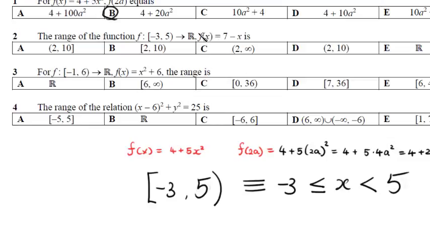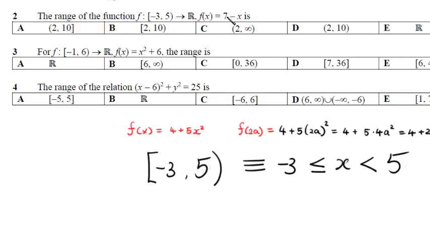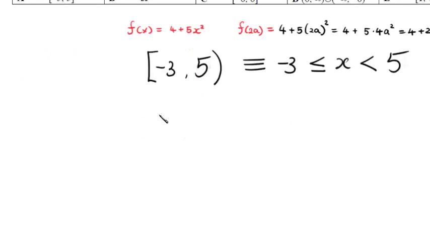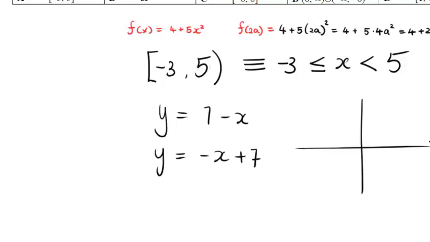So I'm going to actually draw this one without any restriction like this one here. So f of x equals 7 minus x. So y equals 7 minus x. But this is the same as y is equal to minus x plus 7, isn't it? So this one has the y-intercept of 7. So 7 somewhere there. And it's got a gradient of negative, so you just have to go downward.